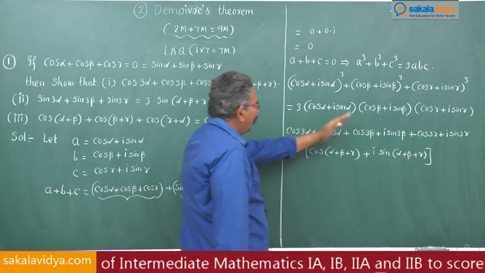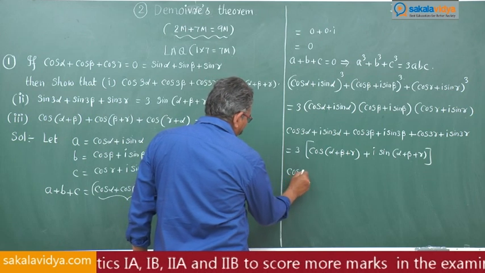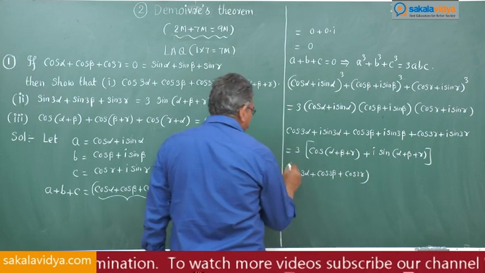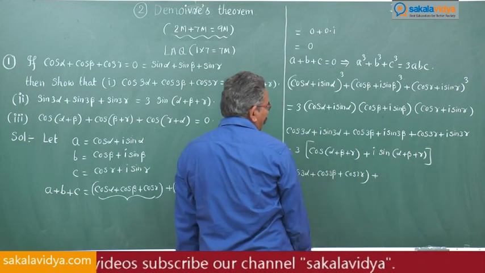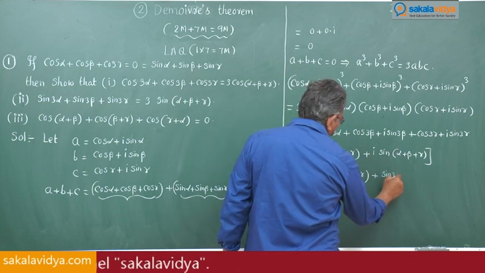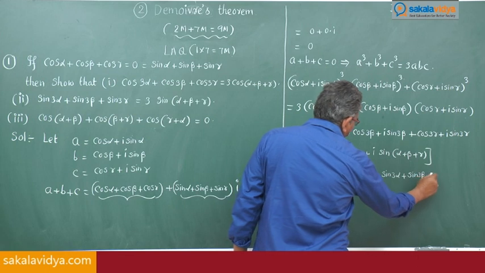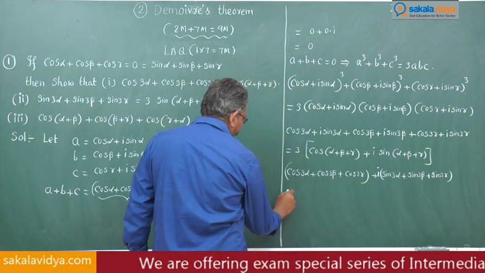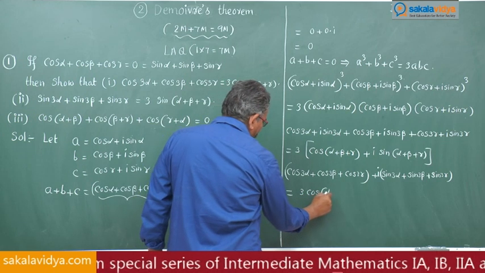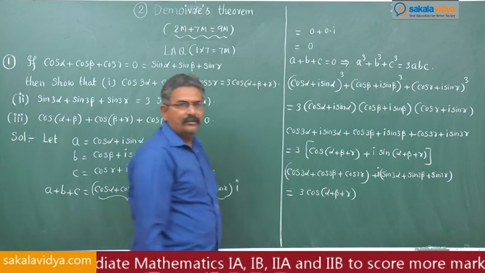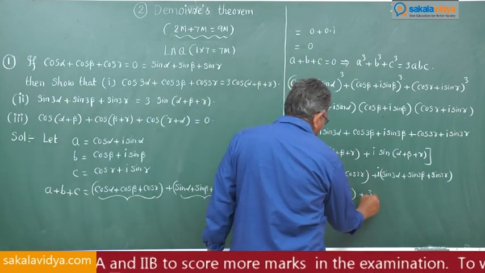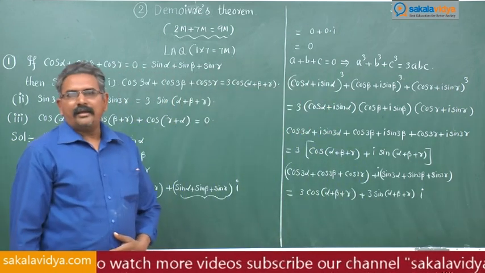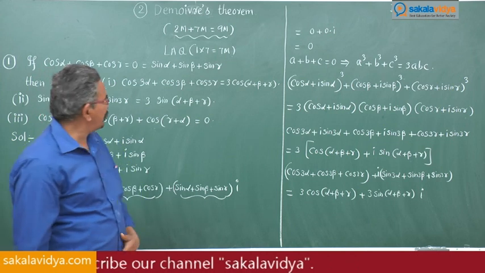So now add all real parts. This we can write cos 3 alpha plus cos 3 beta plus cos 3 gamma, plus here add all the imaginary parts, so sin 3 alpha plus sin 3 beta plus sin 3 gamma of I is equal to 3 cos of alpha plus beta plus gamma, plus 3 times sin of alpha plus beta plus gamma of I. Can we compare real and imaginary parts on both sides? Yes, why not?